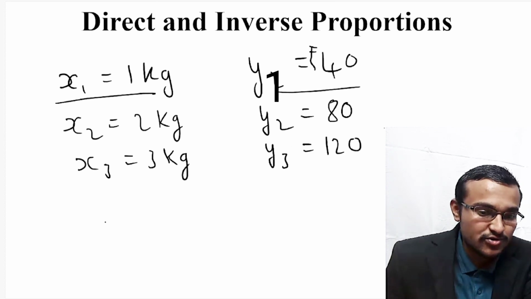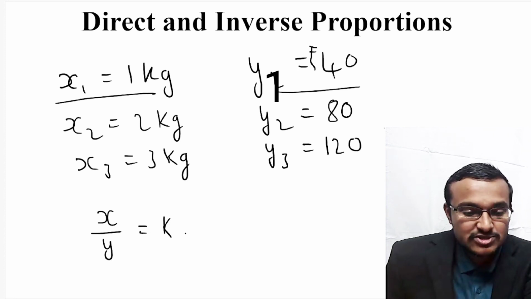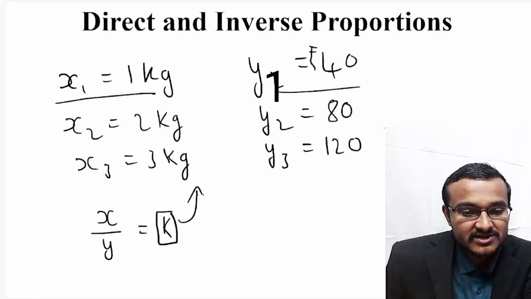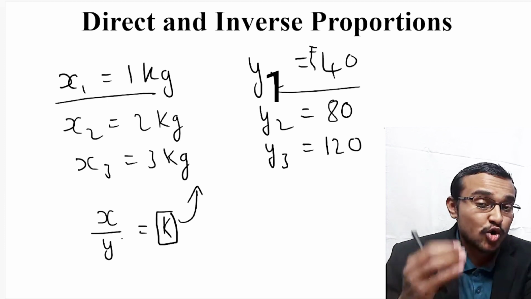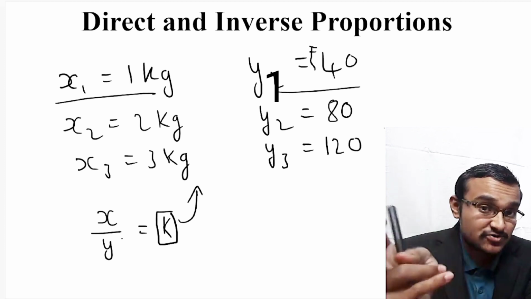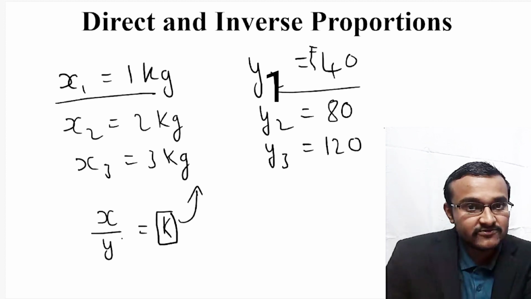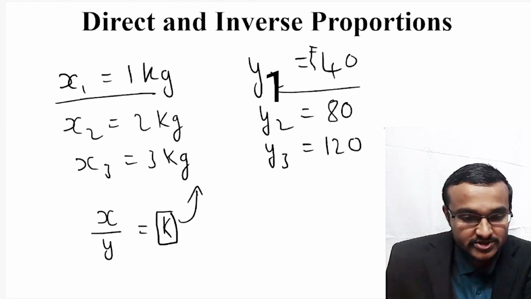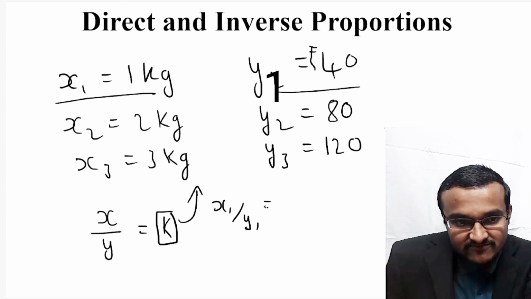Now we know that x divided by y is equal to a constant. So let us see what the constant is in this particular problem. Here in the place of x and y, we will go on substituting values like x1 divided by y1, x2 divided by y2, x3 divided by y3. We will go on testing whether we get the same constant value or not. So what is x1 by y1? x1 divided by y1 will be equal to 1 divided by 40.